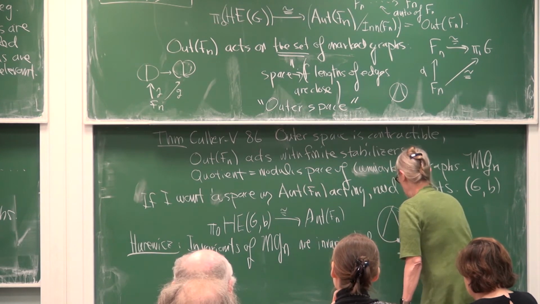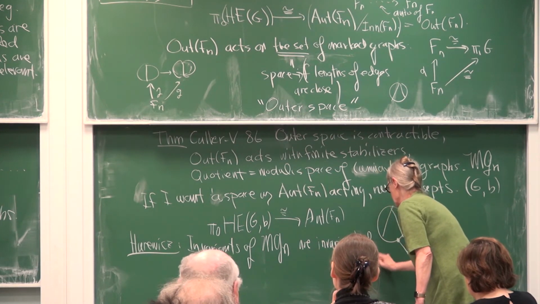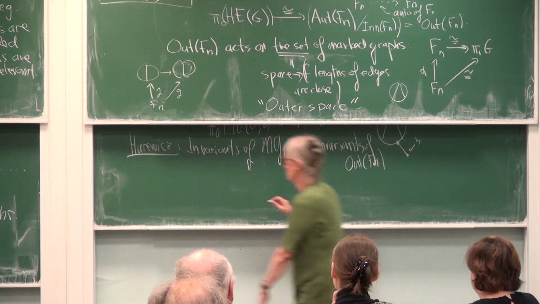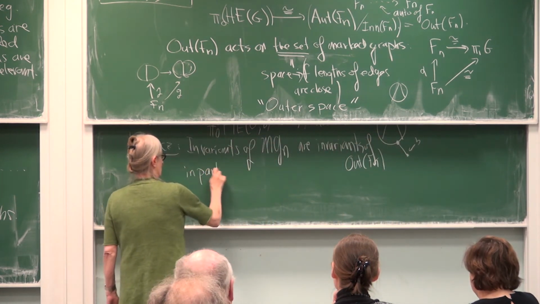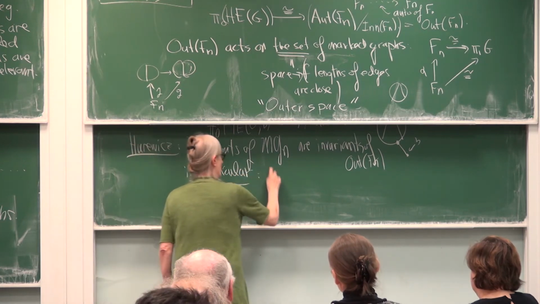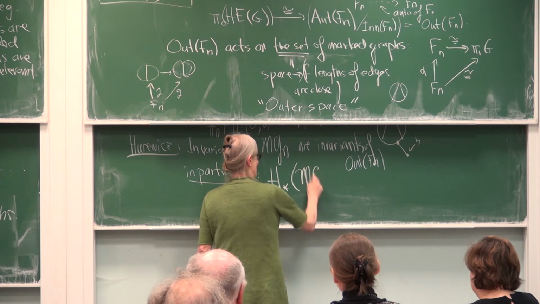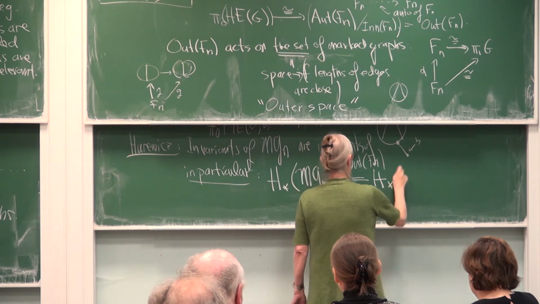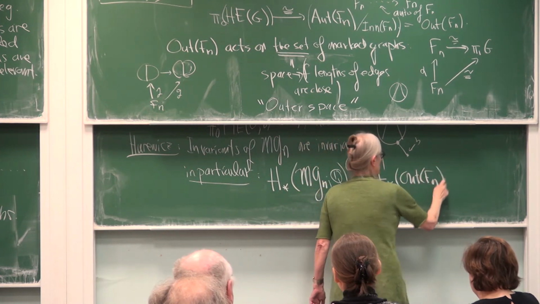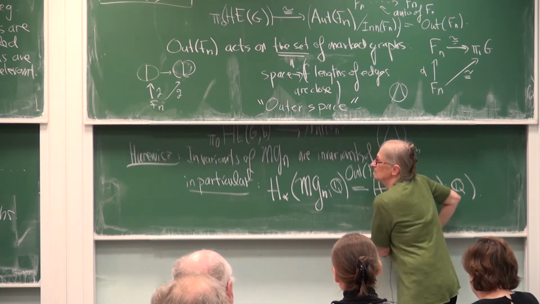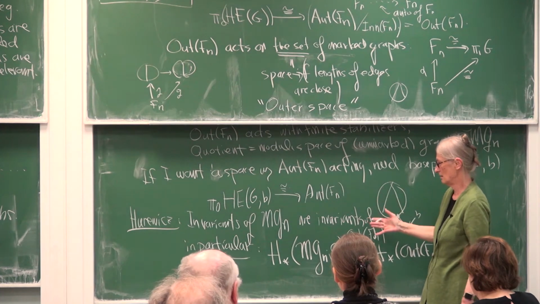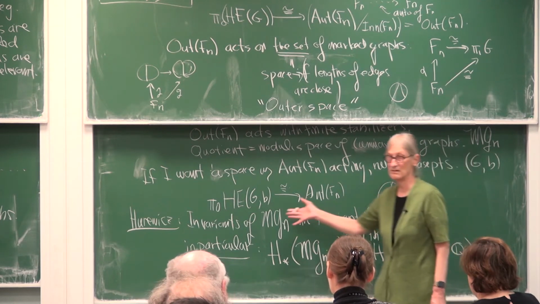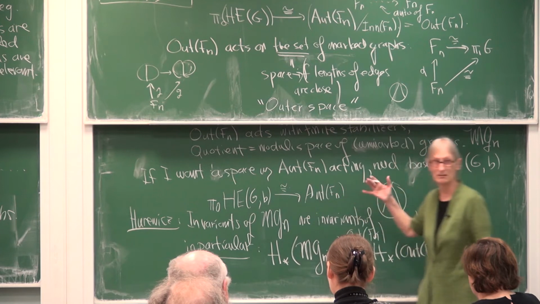Of Out(Fn). In particular, what Hurewicz says is that if I take the homology of this space with trivial rational coefficients, that's the same as the group homology of Out(Fn) with trivial rational coefficients. But the message is, if you want to understand this group, you'd like to understand the space. For instance, the topology of this space will tell you something about the group.